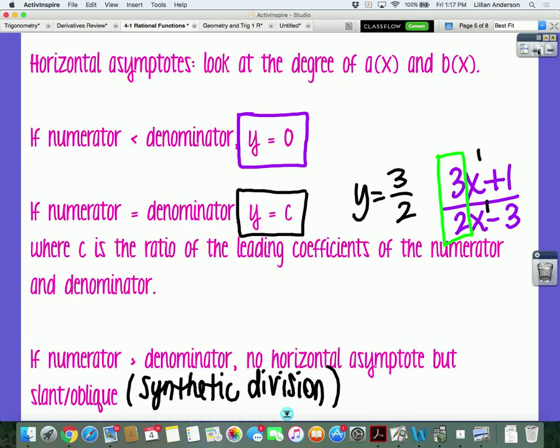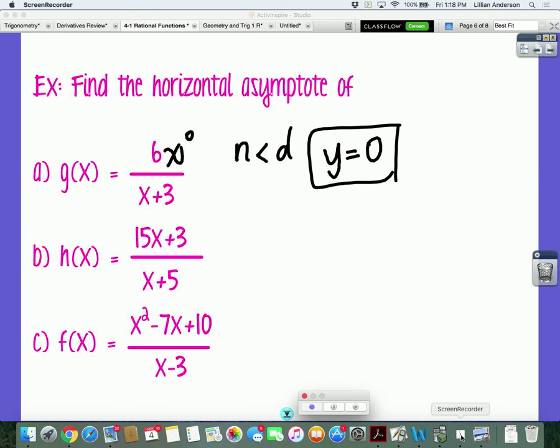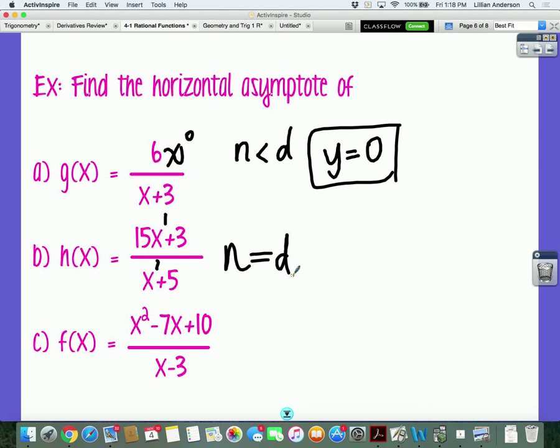And if it's less than, then we know that our horizontal asymptote is what, Michaela? Y equals 0. Exactly. So we look at the degree of the numerator, degree of the denominator, and we figure it out from there. Let's look down at B. Monica, what's the degree of the numerator? 1. And Anna, what's the degree of the denominator? 1. So because the numerator is equal to the denominator, that was easy.